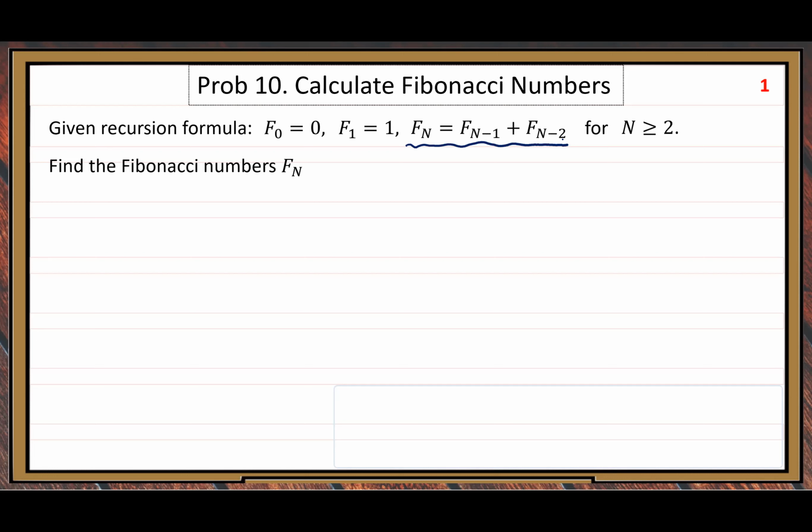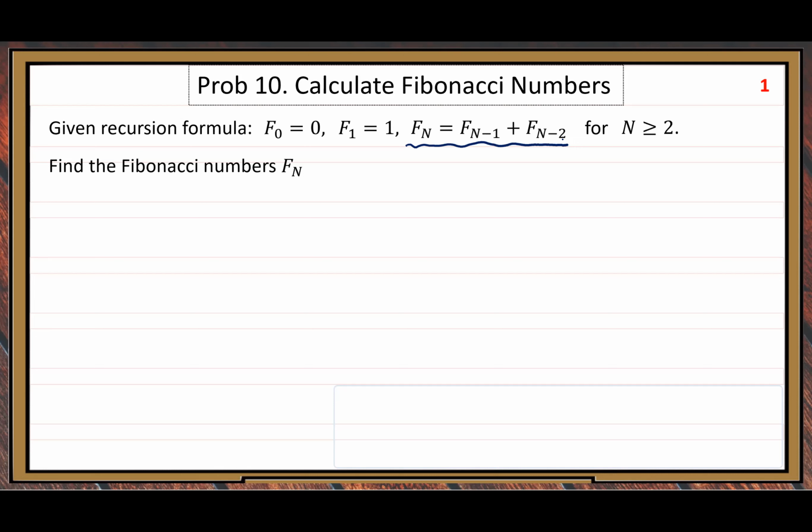Here, our problem: we need to find Fibonacci numbers f sub n efficiently. There are many ways we can find Fibonacci numbers, and we want to find some fast way for the Fibonacci numbers, given n. Given that capital N, the problem size, we need to find f sub n.